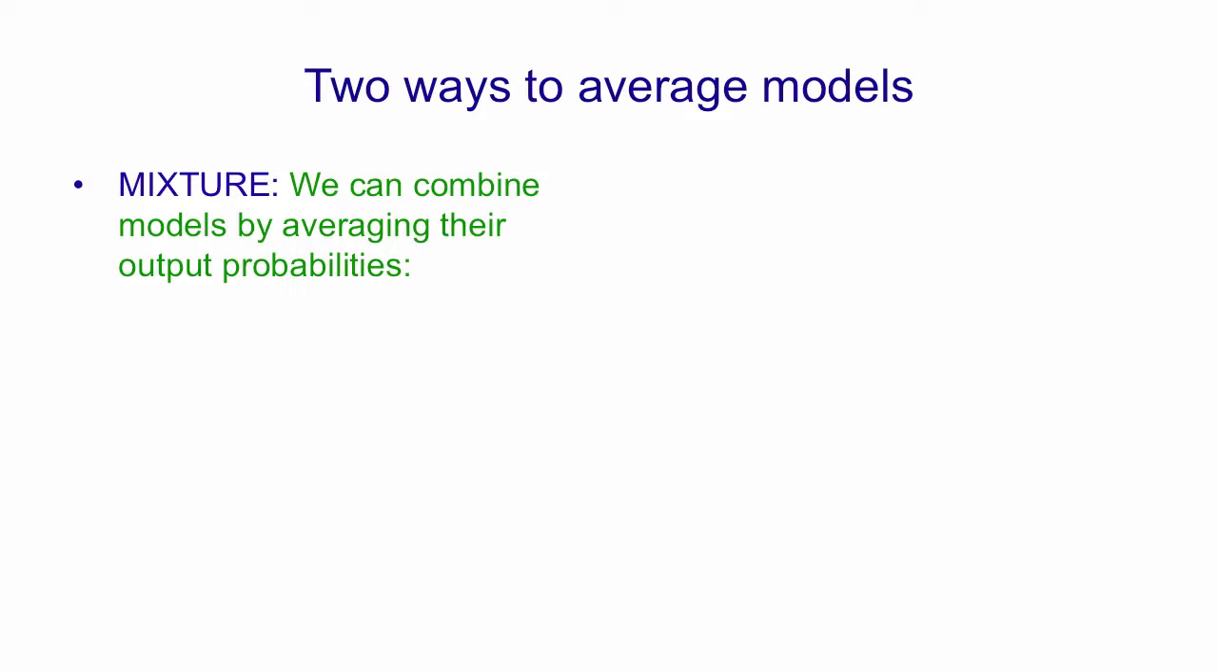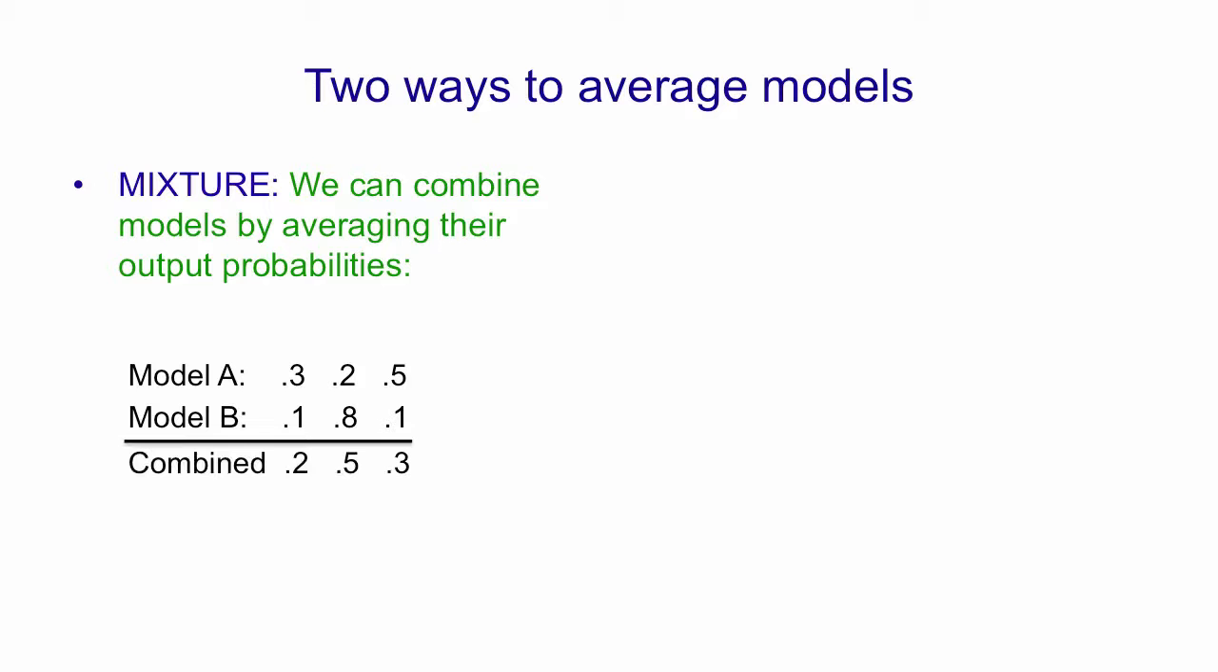I want to start by describing two different ways of combining the outputs of multiple models. In a mixture, we combine models by averaging their output probabilities. So if model A assigns probabilities of 0.3, 0.2 and 0.5 to three different answers, and model B assigns probabilities of 0.1, 0.8 and 0.1, the combined model simply assigns the averages of those probabilities.